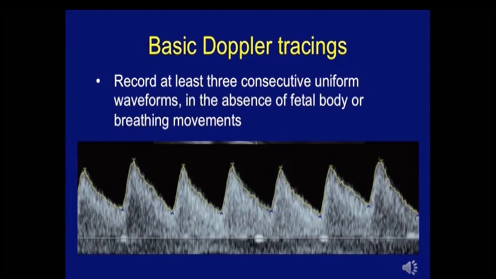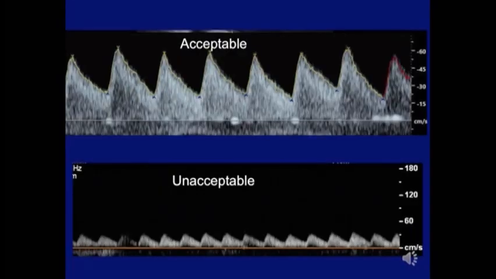This is a constant uniform waveform and the machine has taken the auto tracing and it has taken the correct waveform. So what you see here is the acceptable waveform, but what you see below is an unacceptable waveform. It is too condensed. There are too many pulses which are seen.